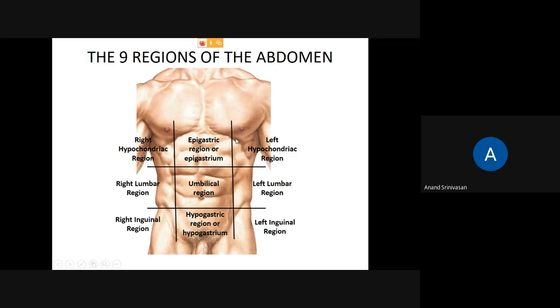In the left hypochondriac region, what structures are located here? Usually it is the spleen. Sometimes the tail of the pancreas is also located in this region. When we talk about the pancreas, we will discuss that. A small portion of the stomach also comes into the epigastric and umbilical regions as well. But mainly the organ located in the left hypochondriac region is the spleen.